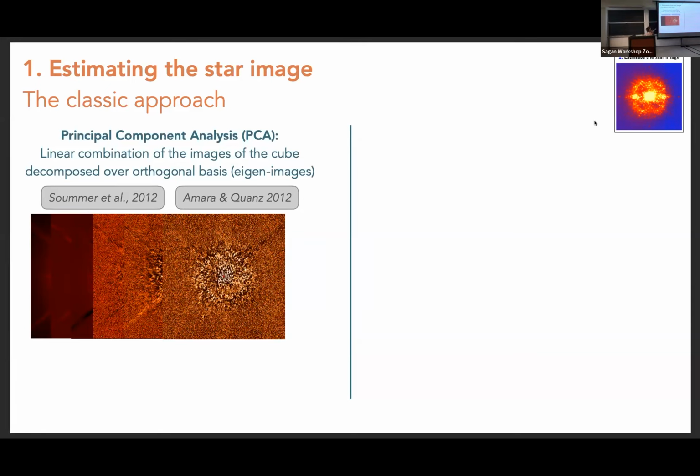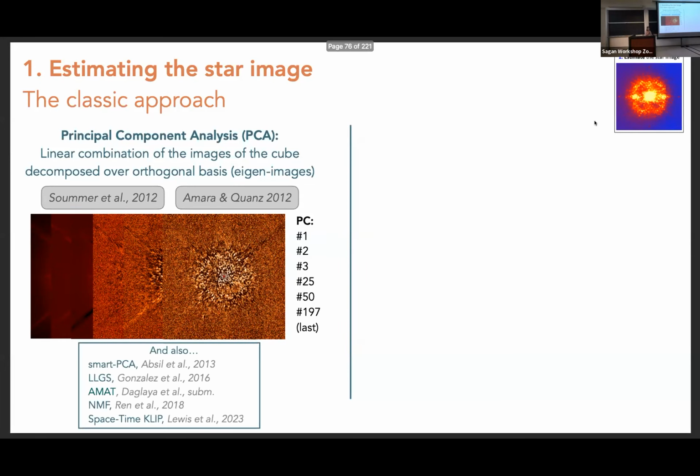So if you cut here and say the linear combination of those first PCs is my reference PSF, then you can subtract that from each frame of the image, then derotate and combine, and then you have a much better subtraction than just using the temporal median as I showed before.